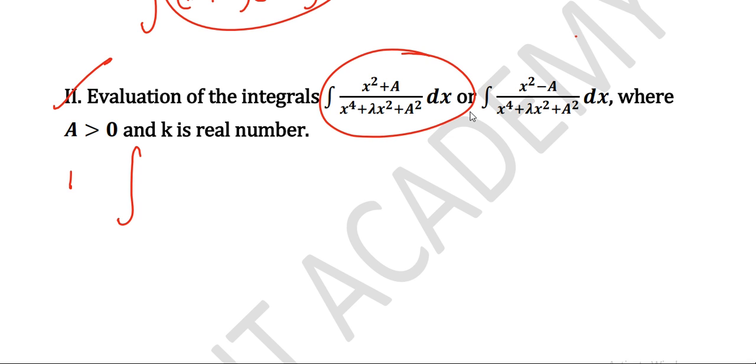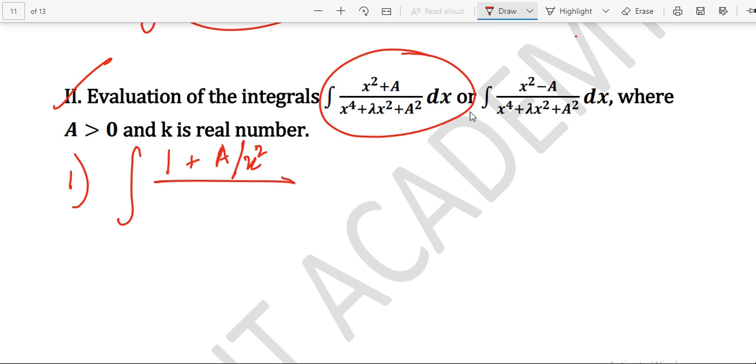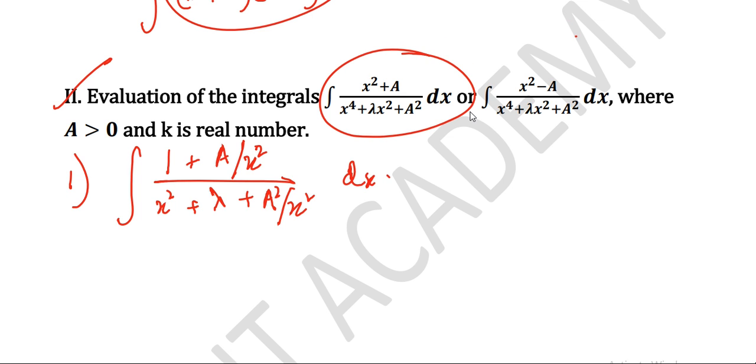Let's see. In both the cases, I'll just take the first case. The first step will be, you have to divide the numerator and the denominator by x square. So then the numerator will be 1 plus a by x square, divided by x square plus lambda plus a square by x square. So you have to divide this first, and then take some substitution. If you observe, the numerator is 1 plus a by x square.